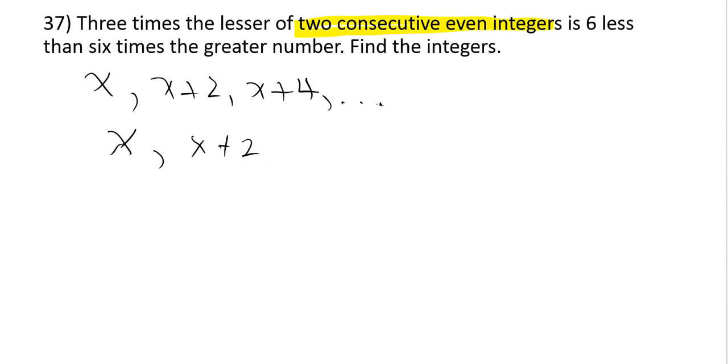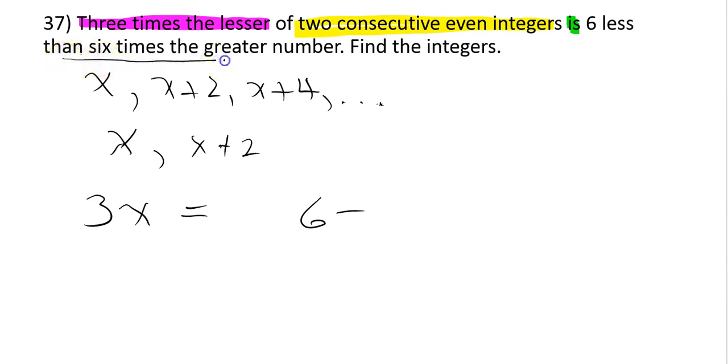And we are doing 3 times the lesser. 3 times the lesser. Okay, which one's the lesser? This one. Now 3 times the lesser is, remember, wherever you see the "is," that's where the equal sign goes. So is 6 less than 6 times the greater number.